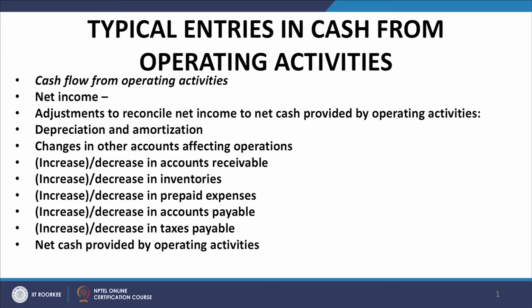Typical entries in cash flow from operating activities, as I mentioned just now: net income, adjustment to reconcile net income to net cash provided by operating activities, depreciation and amortization, changes in other accounts affecting operations, increase or decrease in accounts receivable, inventories, prepaid expenses, accounts payable, taxes payable, and net cash provided by operating activities is the outcome.